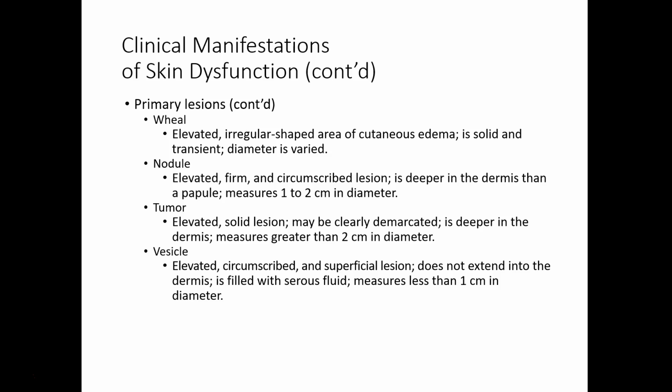Nodule, elevated, firm, circumscribed lesion, is deeper in the dermis than a papule and measures 1 to 2 centimeters in diameter. A tumor, elevated solid lesion, may be clearly demarcated and is deeper in the dermis, measures greater than 2 centimeters in diameter. And the vesicle is elevated, circumscribed, and superficial lesion, does not extend into the dermis, is filled with serous fluid and measures less than 1 centimeter in diameter.